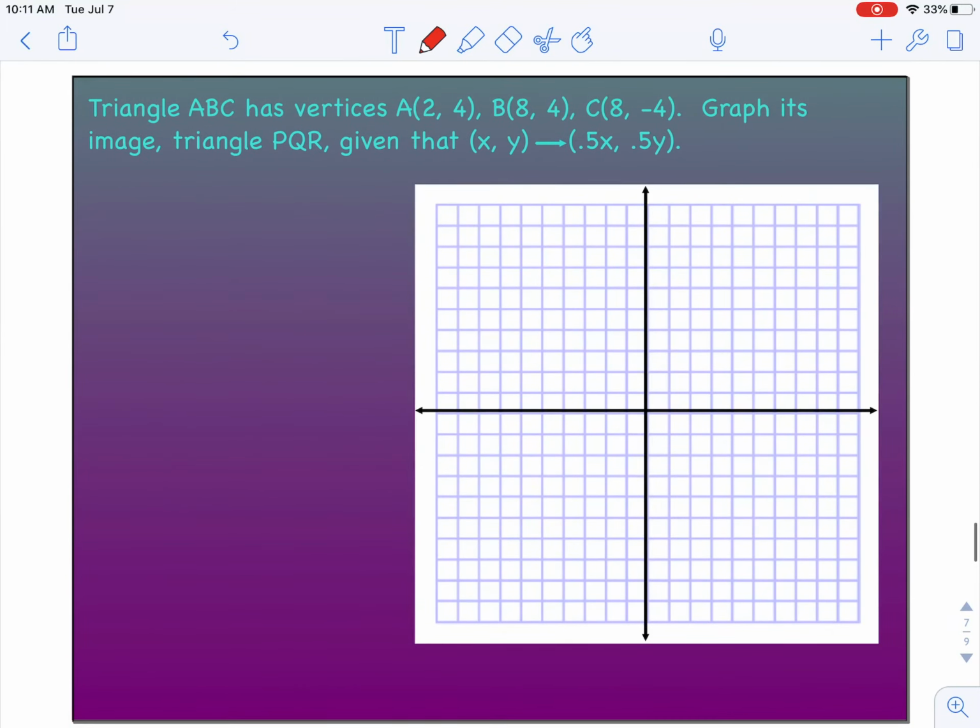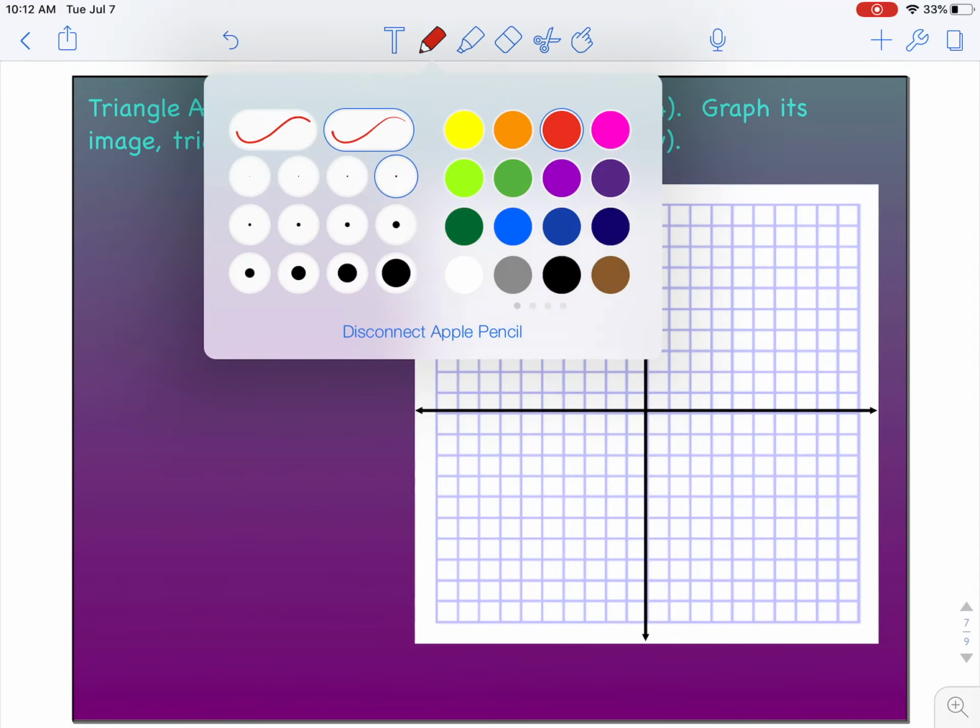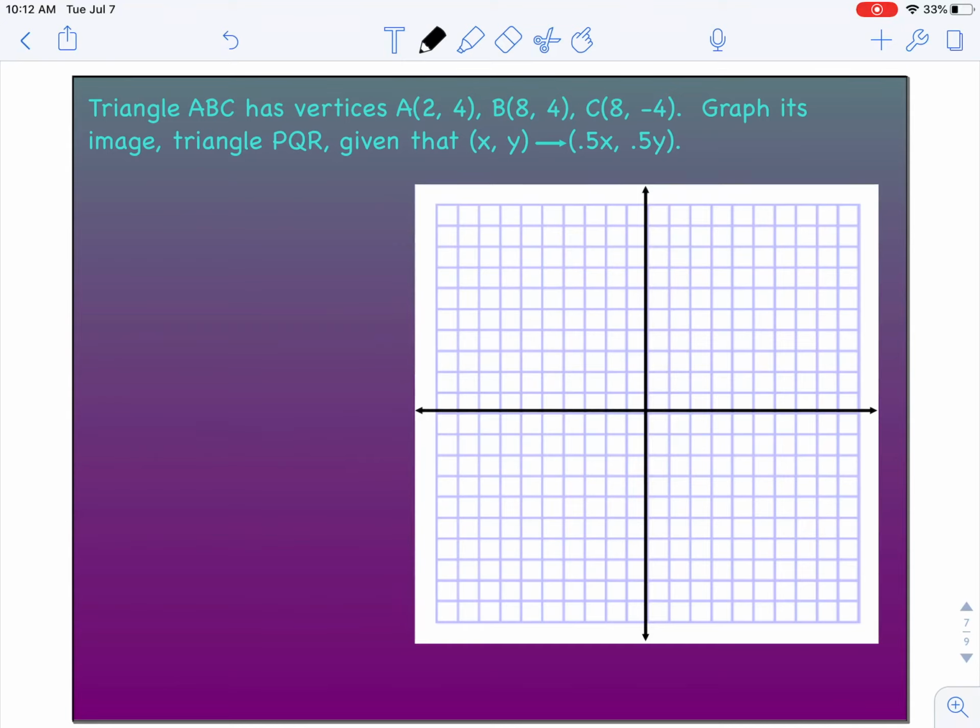So now it's your turn to try. I'd like you to try this particular example where triangle ABC vertices are given, and we're going to graph the triangle image PQR, and given again that this is the transformation or the dilation, that (x, y) goes to (0.5x, 0.5y). And notice again, your K is 0.5, so what would you expect? Is it going to be bigger or smaller? So I'd like you to try that example, and then I'd like you to check back to the notes to make sure that you are understanding and have gotten it correct.